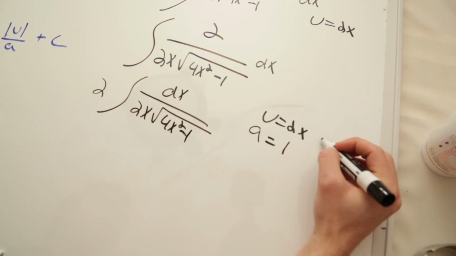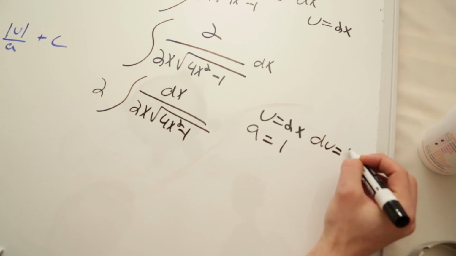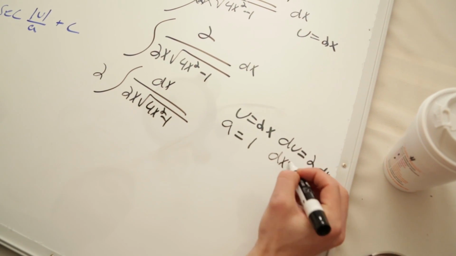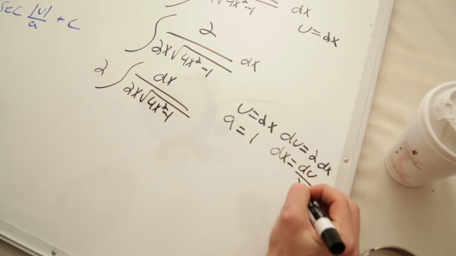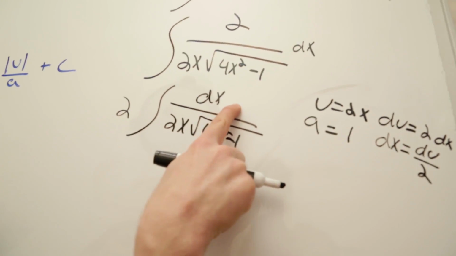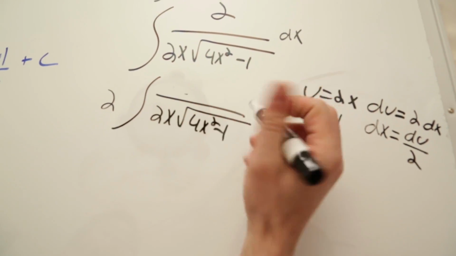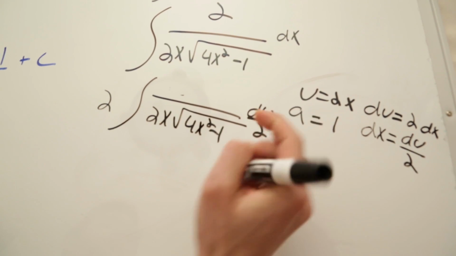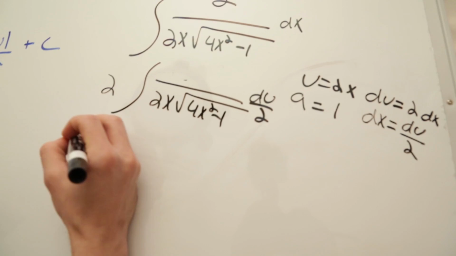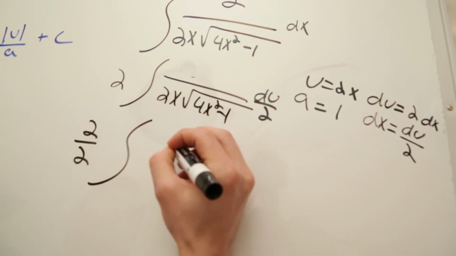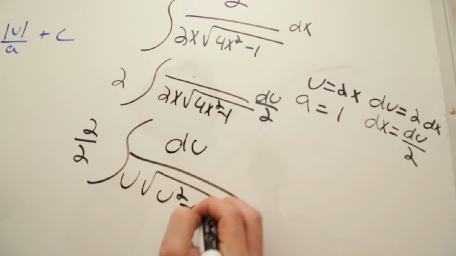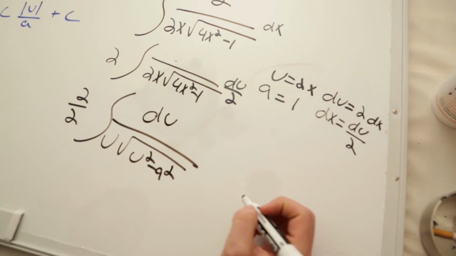But what's our du going to be? Our du is going to be just 2 dx, making dx equal du over 2. So as you can see, if dx equals du over 2, there's a 1/2 that we can pull out here once we start rewriting this. So we'll have 2 over 2 times the integral of du over u root u squared minus a squared. We plug in the information that we have.